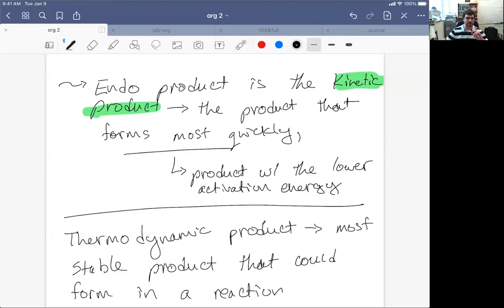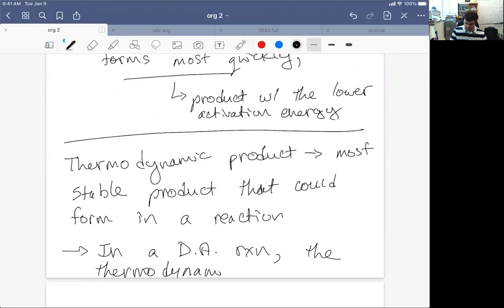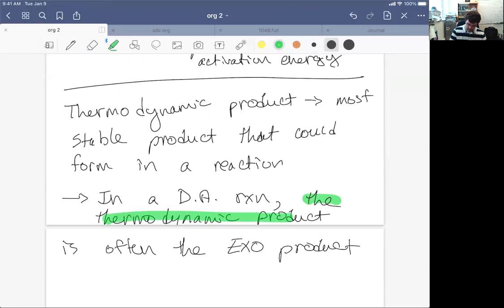The Diels-Alder reaction is unusual. In a Diels-Alder reaction, the thermodynamic product is often the exo product. Well, that's unusual because the exo product is not the kinetic product, but it's not unexpected.